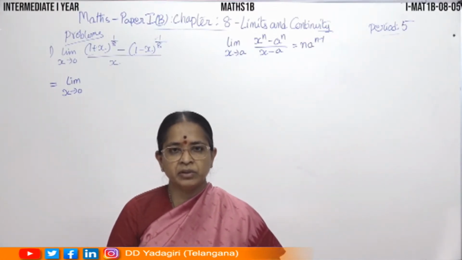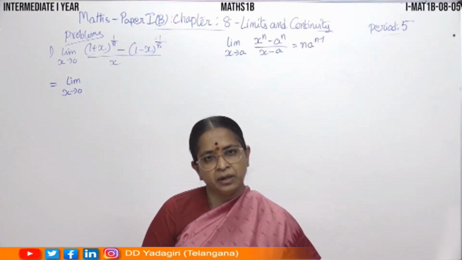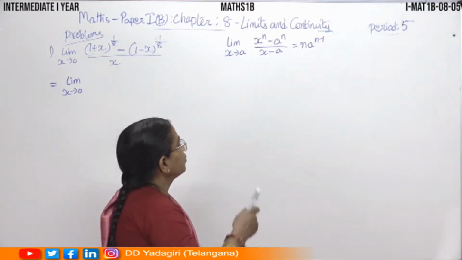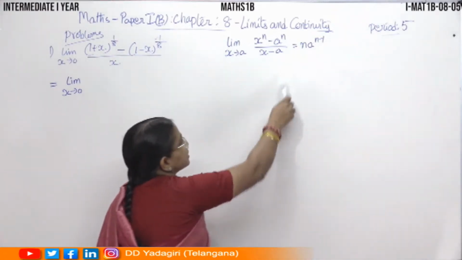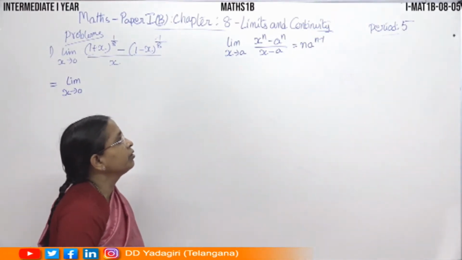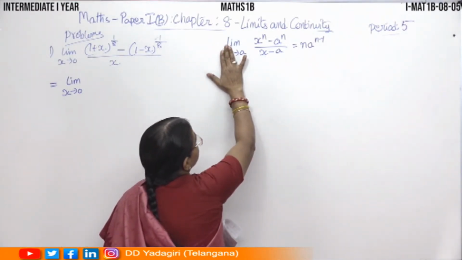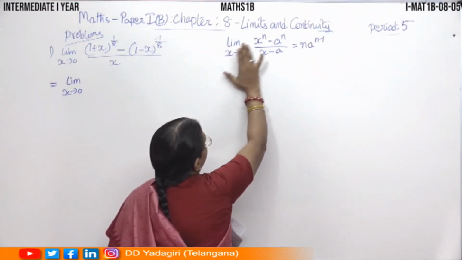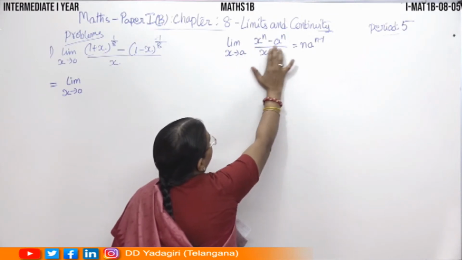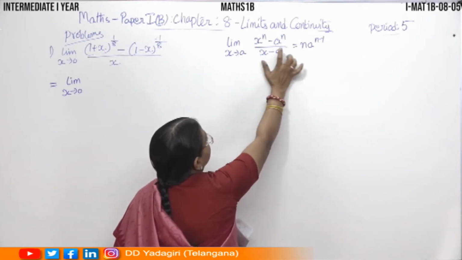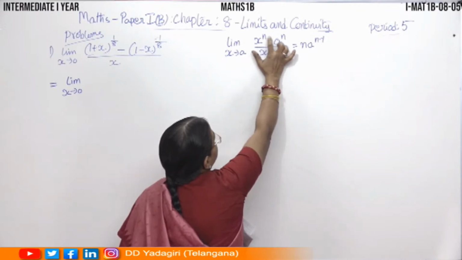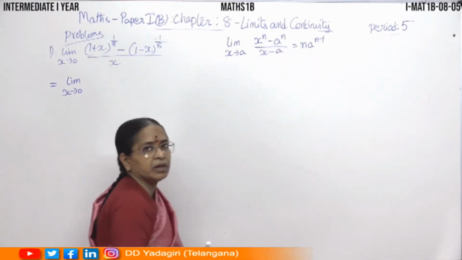Again, the problems are based on the standard limits. Now we'll do some problems based on this standard limit, x tending to a of x power n minus a power n by x minus a. So here you must understand that x is tending to a. The same x should be here and the same a should be here. Whatever you are writing here, that should be here and here. And these powers should be the same.